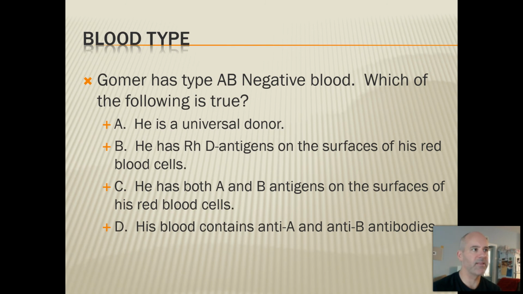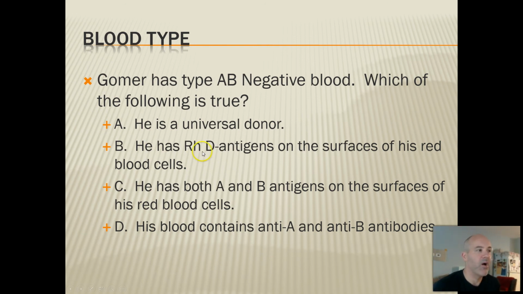Blood type. Gomer has type AB negative blood. Which of the following is true? He has AB negative blood. Is he the universal donor? No, he's not. He's not the universal donor. If you have type AB blood, that means you have A antigens and B antigens on the surfaces of your red blood cells. So you can't donate to everybody else because any other blood type is going to react to one or both of those antigens.